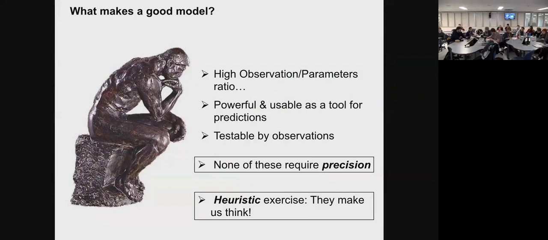The model needs to be powerful and can be used to make predictions. And most importantly, like any hypothesis, it needs to be testable. If it's not testable, pack your bags. You're not really looking at a scientific hypothesis or a model. None of these require precision, and most importantly, we do this to make us think about things.